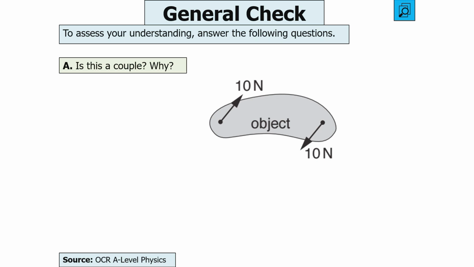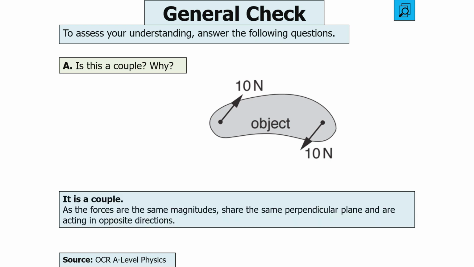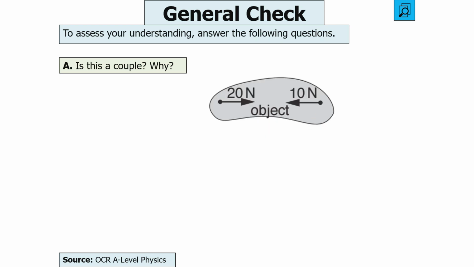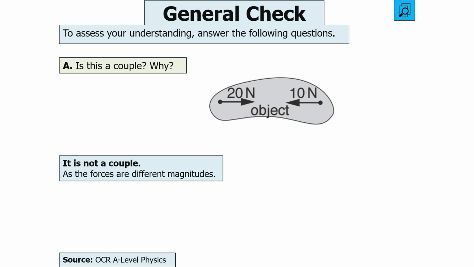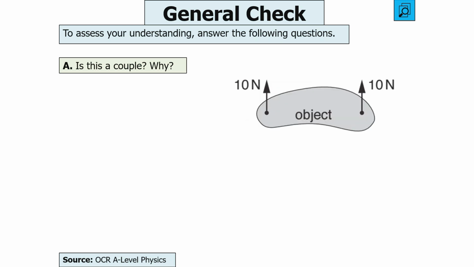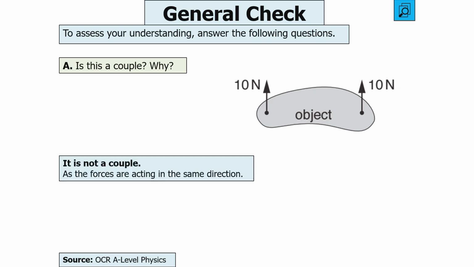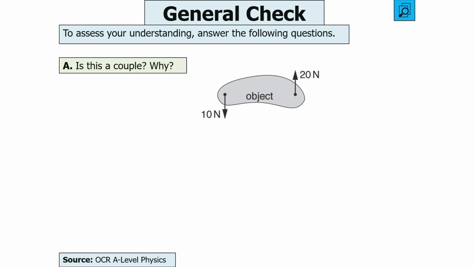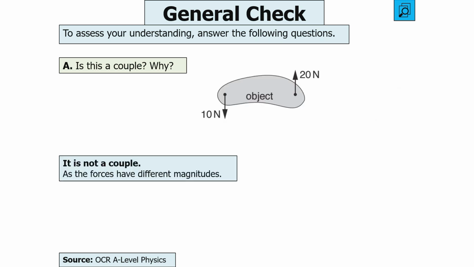Is this a couple, and why? It is a couple, as the forces are the same magnitudes, share the same perpendicular plane, and are acting in opposite directions. Is this a couple, and why? It is not a couple, as the forces are different magnitudes. Is this a couple, and why? It is not a couple, as the forces are acting in the same direction. Is this a couple, and why? It's not a couple, as the forces have different magnitudes.